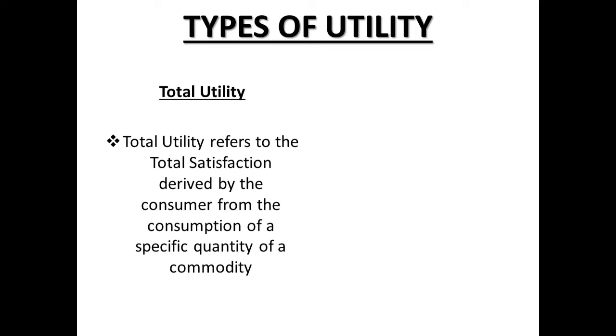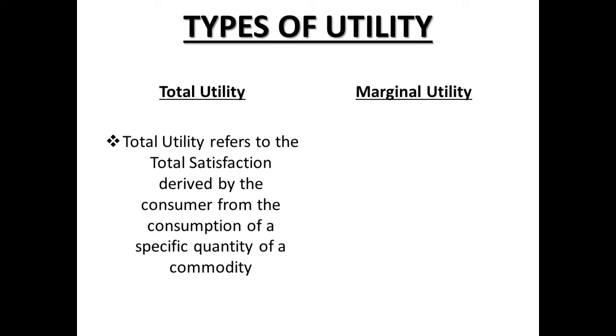Or in other words, we can say that total utility is the sum total of the utilities derived from all the units consumed of a commodity. For example, the total utility of consuming 2 mangoes is the total satisfaction that these 2 mangoes provide. Suppose we measure them in absolute values, and these 2 mangoes give satisfaction equal to 17 utils. This is the total satisfaction derived from the consumption of 2 mangoes.